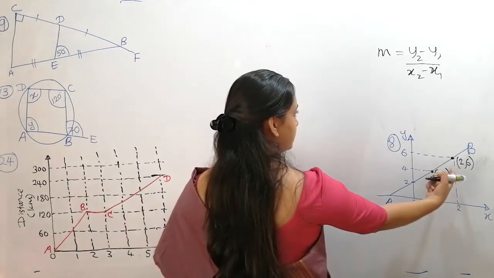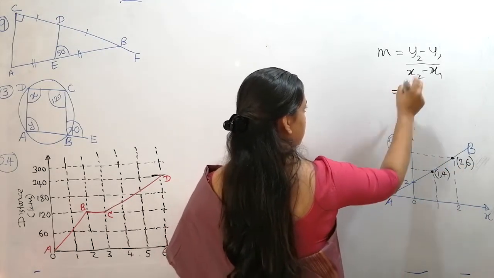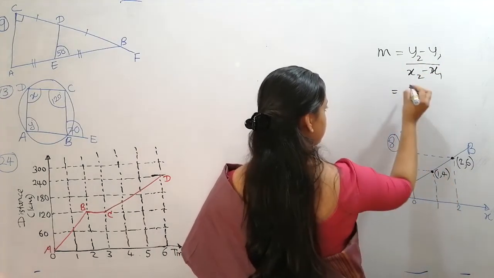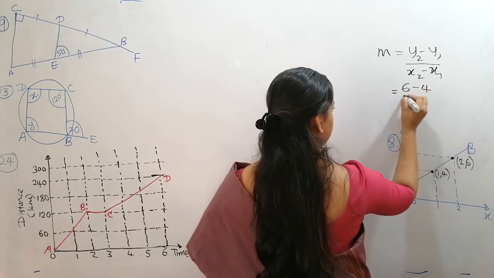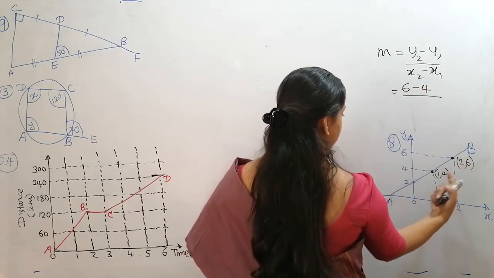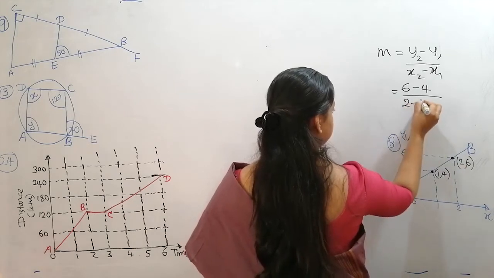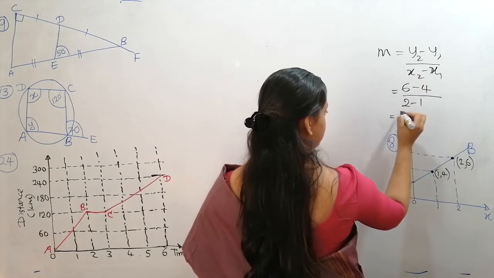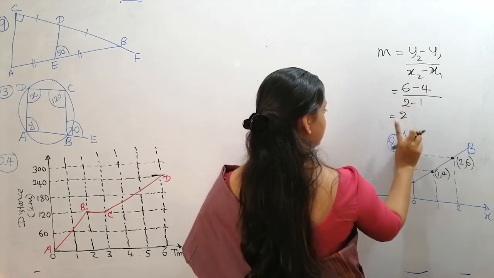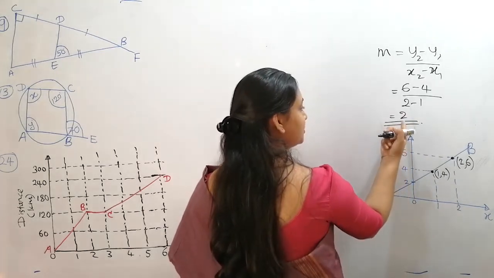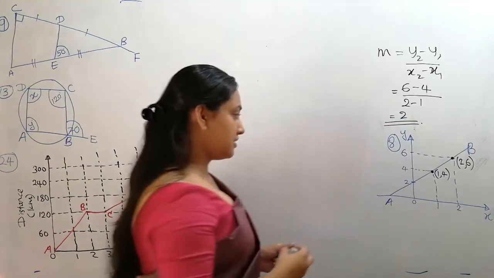Then we can find the gradient. Then y2 minus y1, 6 minus 4, divided by x2 minus x1, 2 minus 1. Then here 6 minus 4 is 2, 2 minus 1 is 1. Then 2 over 1 is 2. 2 is the answer.